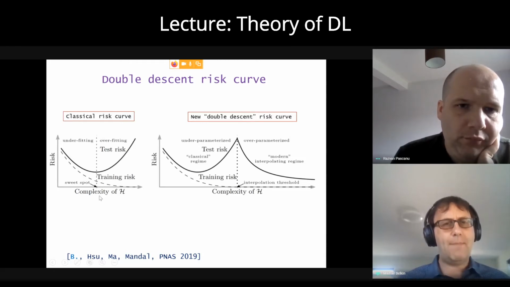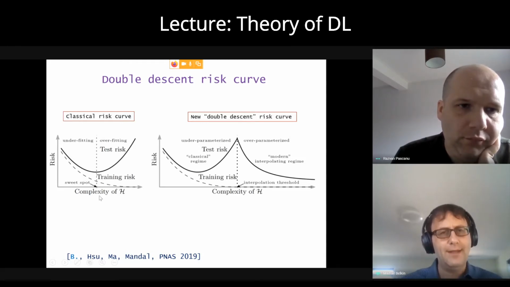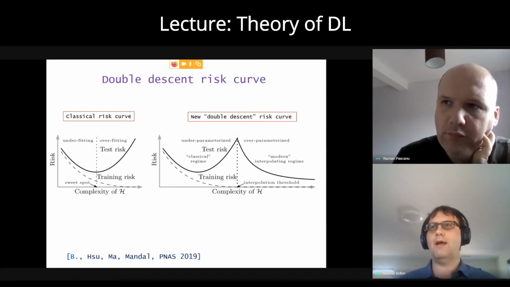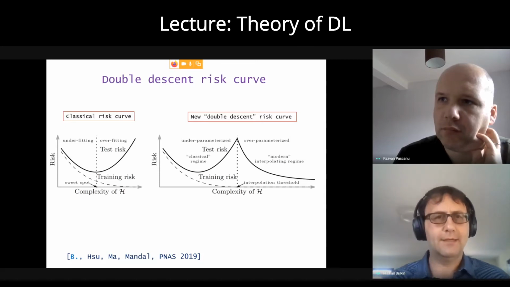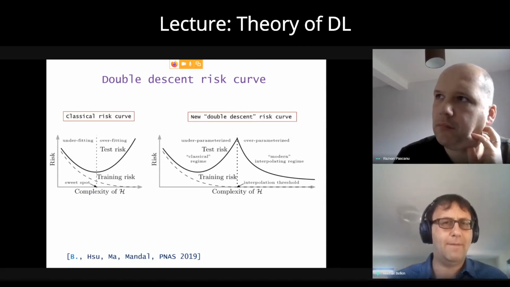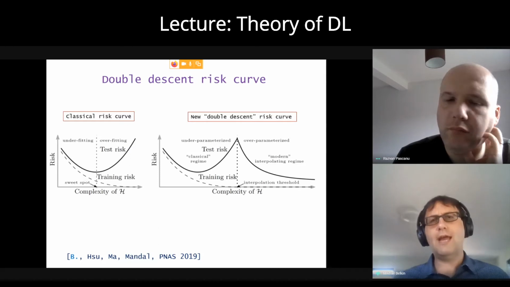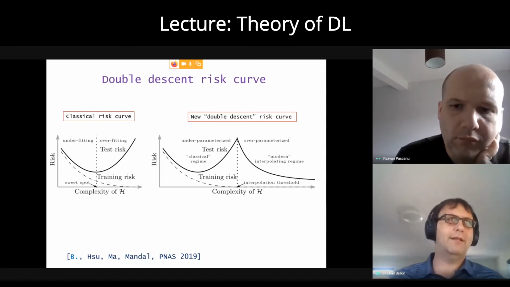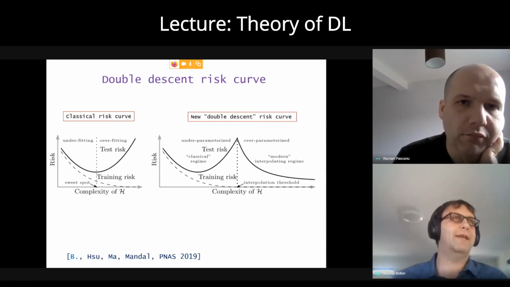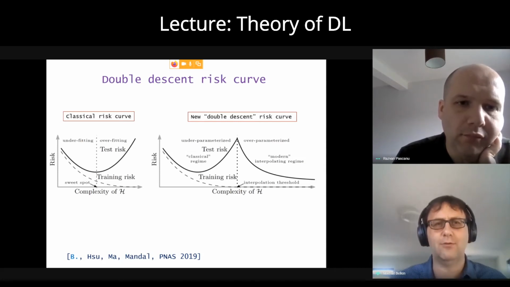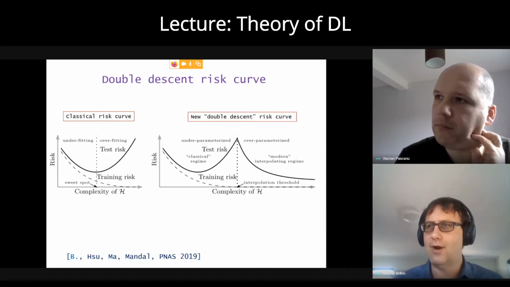But the question is, what happens if you keep increasing the complexity of H? And classically, it doesn't make sense, right? Because once you hit zero loss, how can you increase complexity anymore? But then you realize, well, yeah, you can, because with something like a neural network, you just add some more hidden units. Nothing prevents you from having as many hidden units as you want. It has nothing to do with your data size.